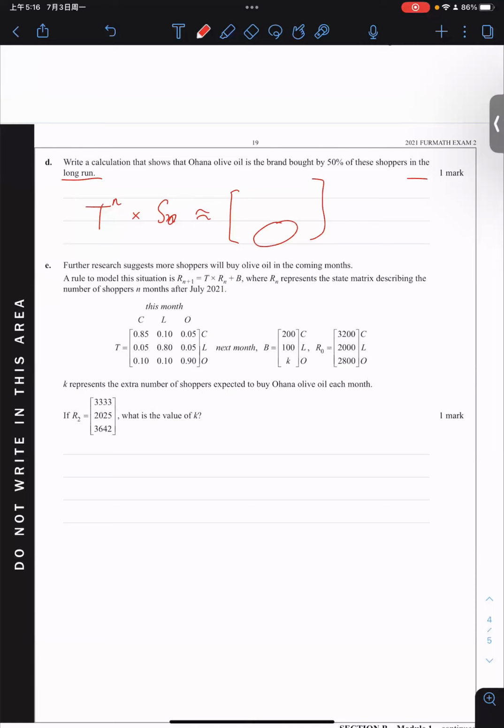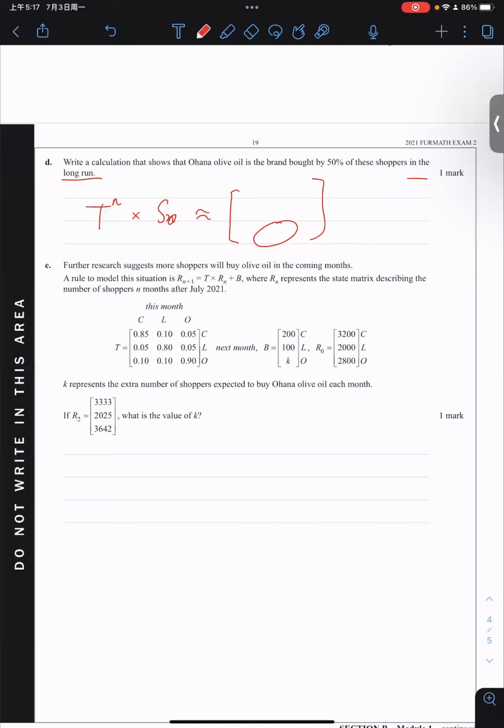Further research suggests more shoppers will buy olive oil in the coming months. A rule to model this situation is Rn+1 = T times Rn + B, where Rn represents the state matrix describing the number of shoppers n months after July 2021. Now we have T not changed. We have B with a variable K, but it's okay, right?